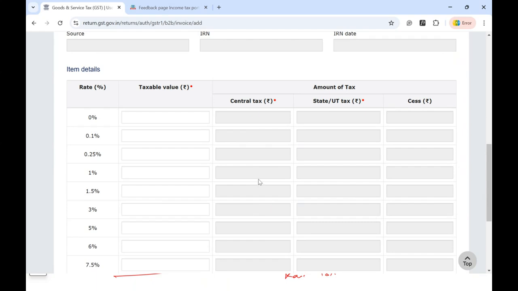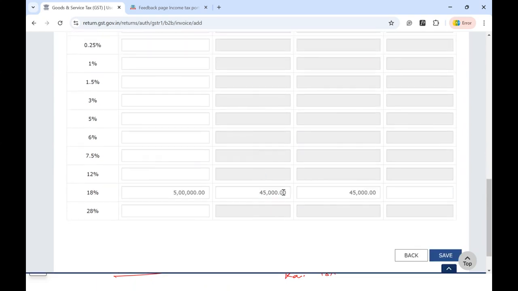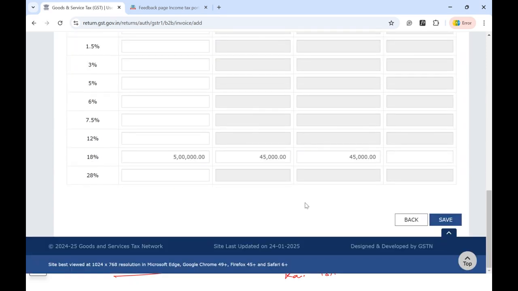The amount of tax is bifurcated between CGST and SGST. You are not supposed to do anything. It will work automatically. After that, we will save this one. Then this information is stored in our portal.